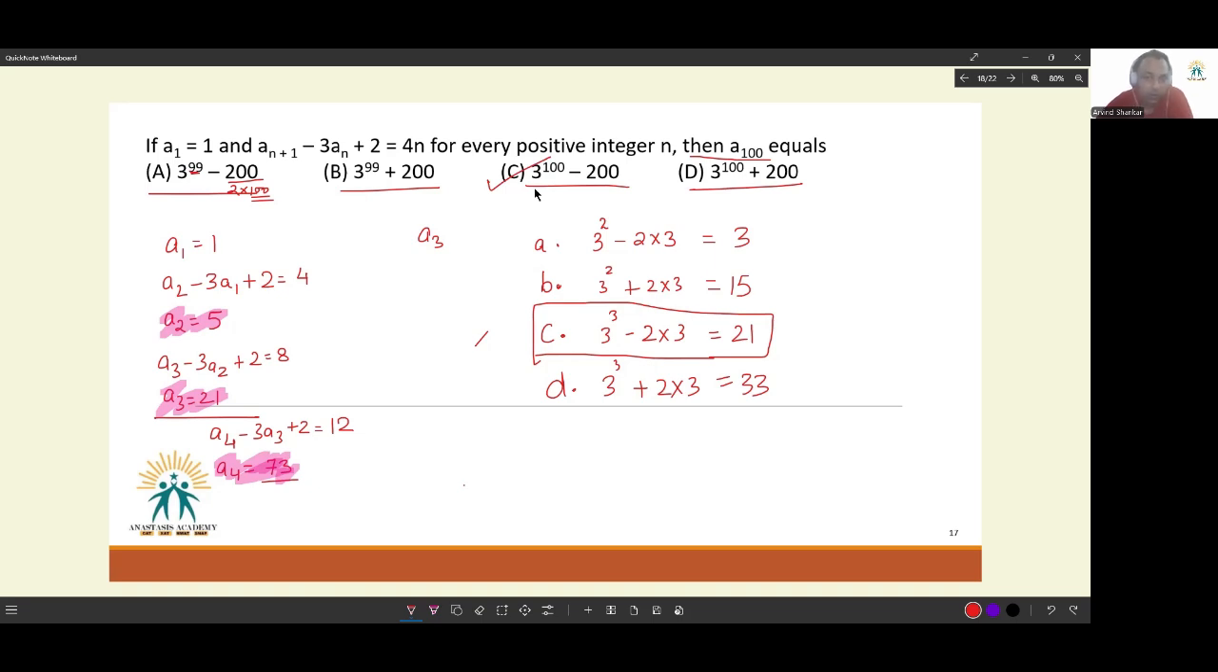Nobody expects you to go up until the 100th term. This is known as smart substitution and is useful in a lot of questions. But of course, its approach is limited to questions in which options are present. Questions in which options are not present, we will not be able to do this.